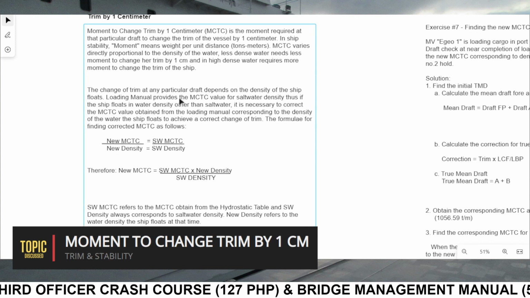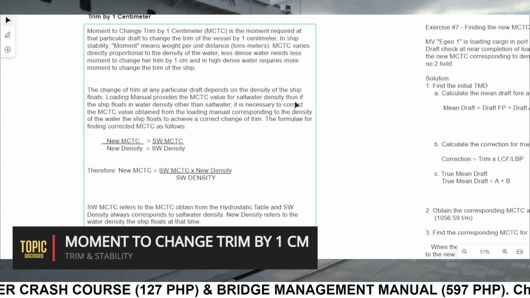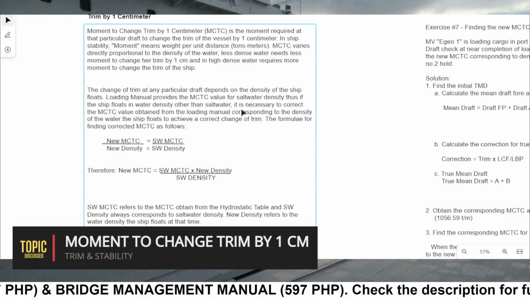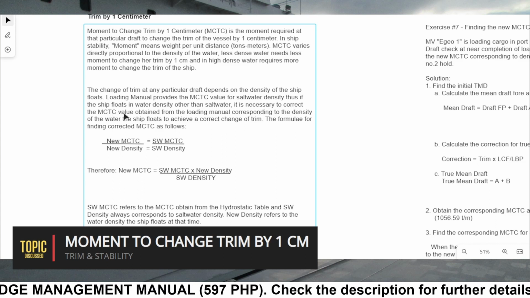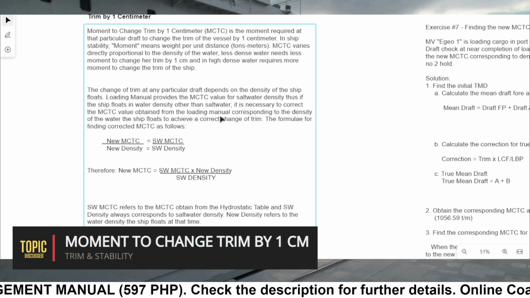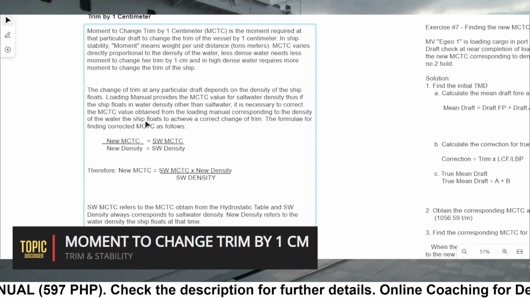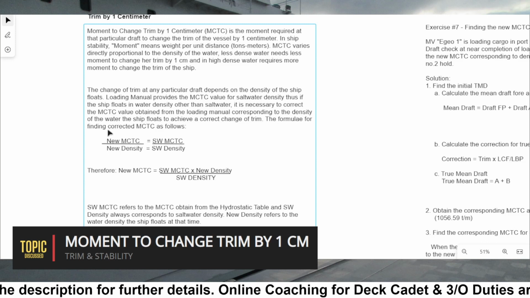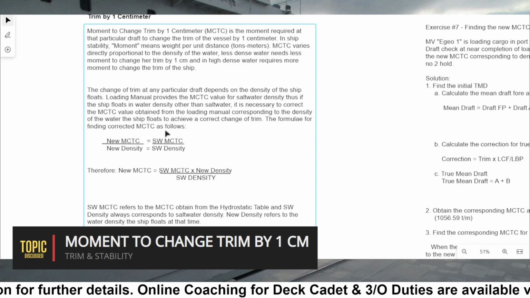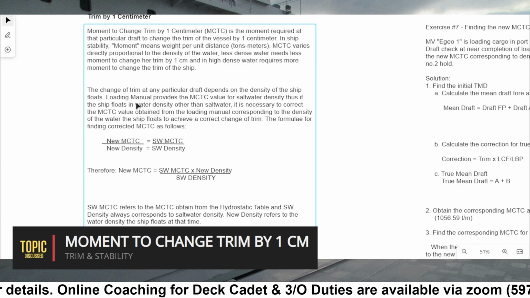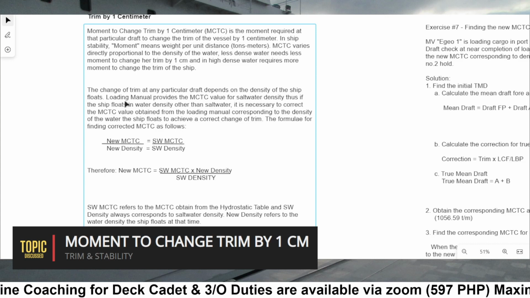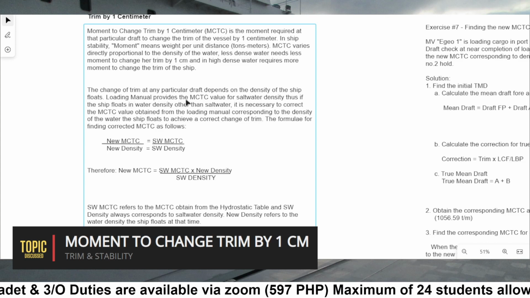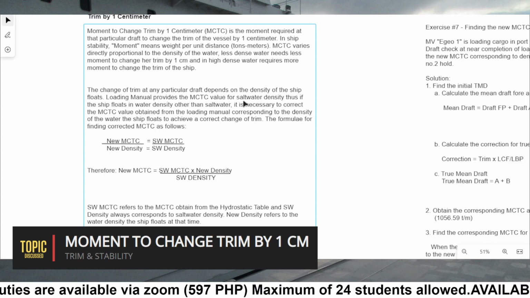The loading manual provides the MCTC value for saltwater density. Thus, if the ship floats in water of density other than salt water, it is necessary to correct the MCTC value obtained from the loading manual, corresponding to the density of the water the ship floats in, to achieve a correct change of trim. The formula for finding corrected MCTC is as follows. Now, why do we need to correct the values or our formulas? Because again, the loading manual provides the MCTC value in saltwater density.